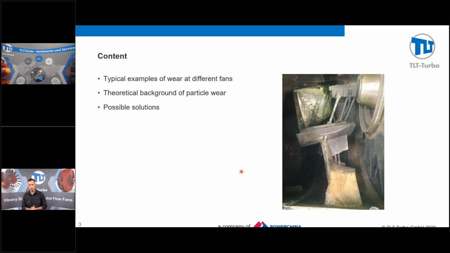So for this presentation, we're going to cover the content, typical examples of wear in different fans. We're going to cover axial fans, mixed flow fans, and radial fans. We're going to go into single and 2 stage for axials. We're going to step into a little bit of the theoretical background of particle wear. We're going to discuss angle of attack and densities and different materials and how things react. And then we're also going to go into some possible solutions.